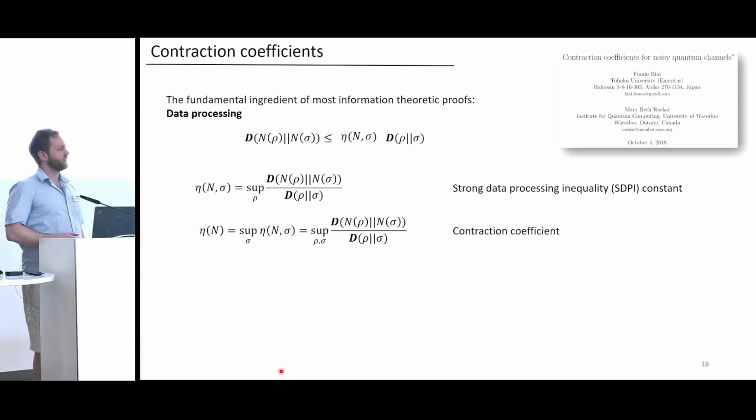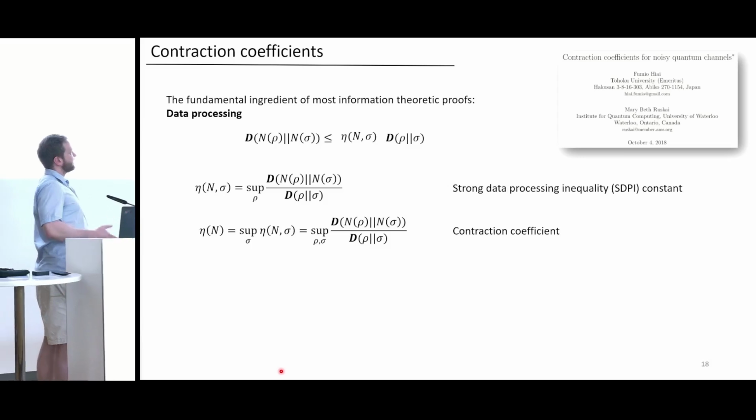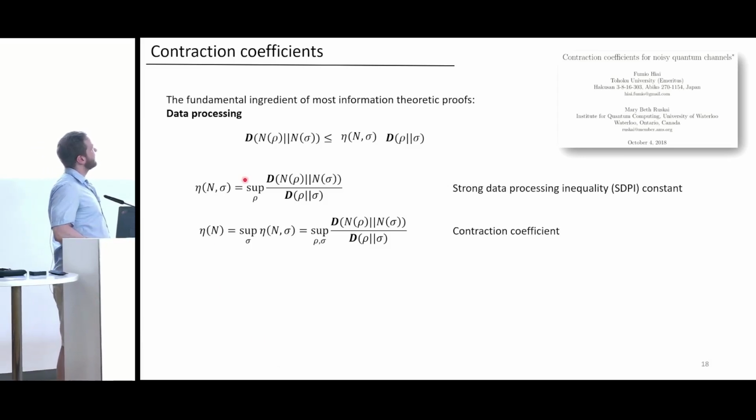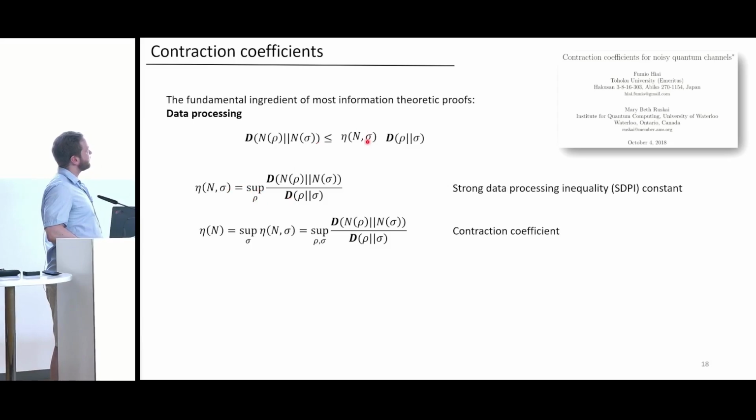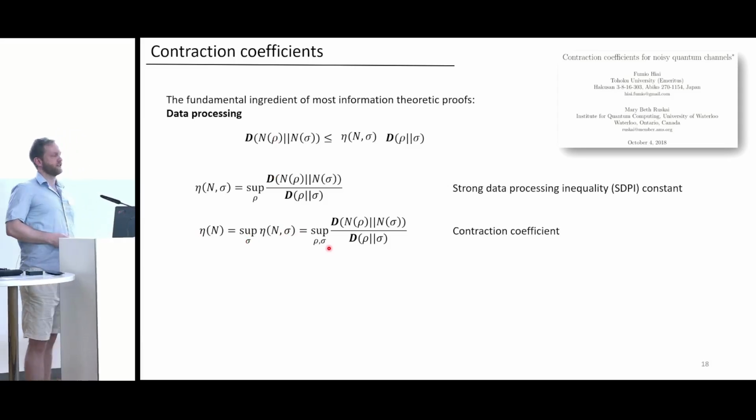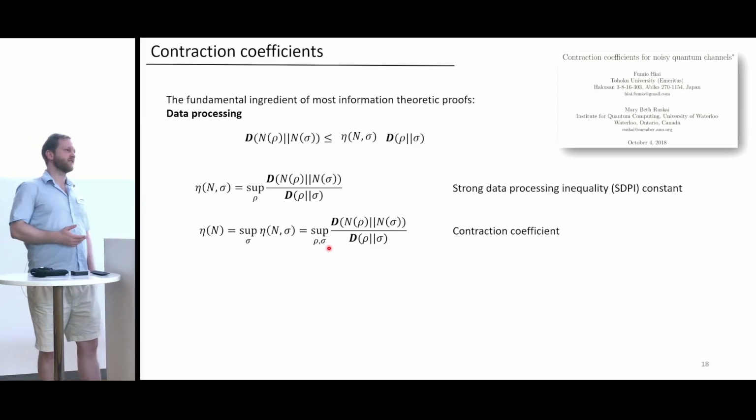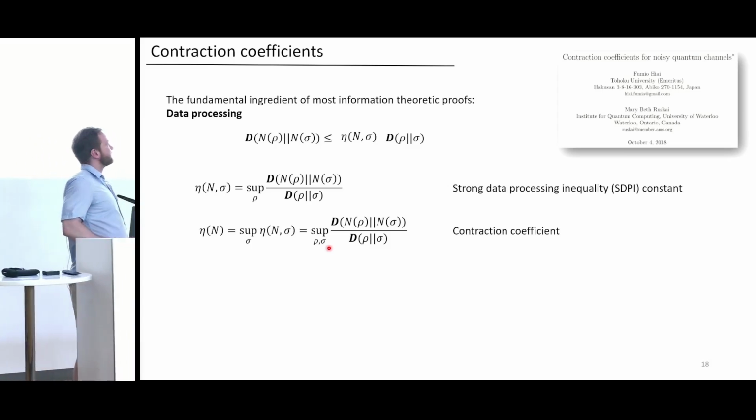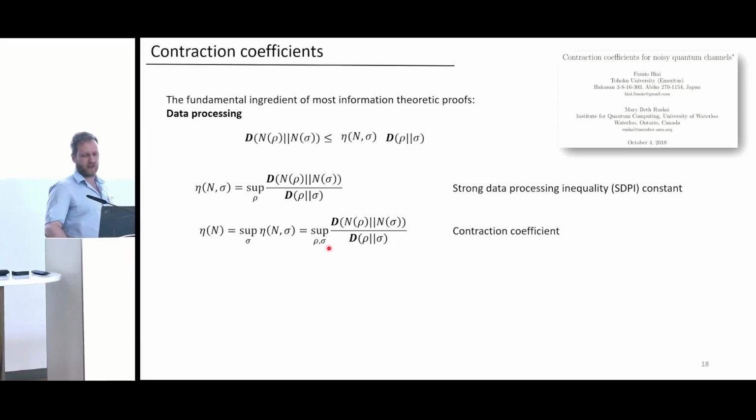And these constants are simply defined as a supremum over rho, in case we just care about a variable of sigma. These are usually called the strong data processing inequalities, or the corresponding constants. And if we also want it for all sigma, then we optimize over sigma, and these are called the contraction coefficients. So they're really just the optimal constants that I can always put in these data processing inequalities to make them stronger.